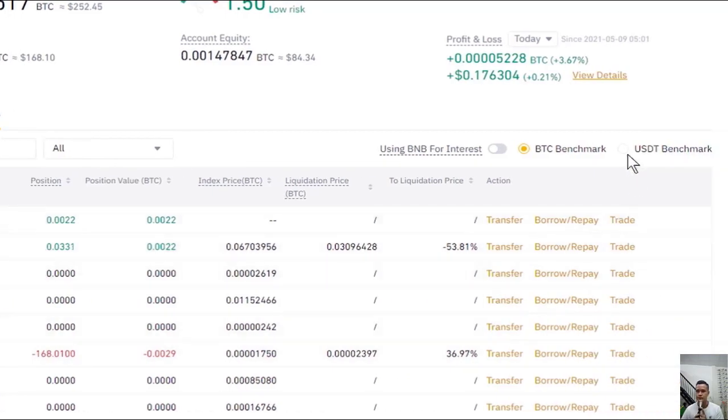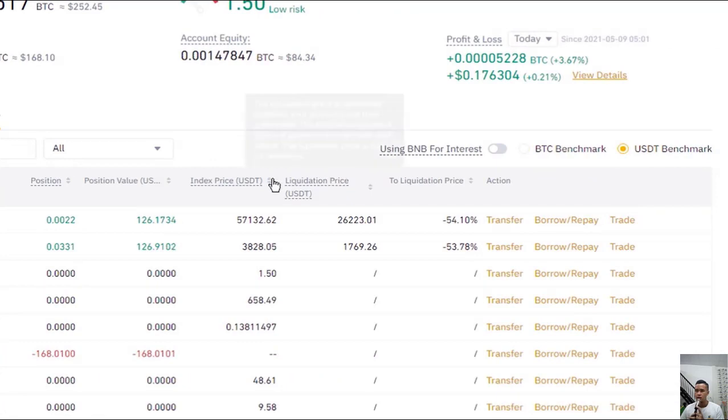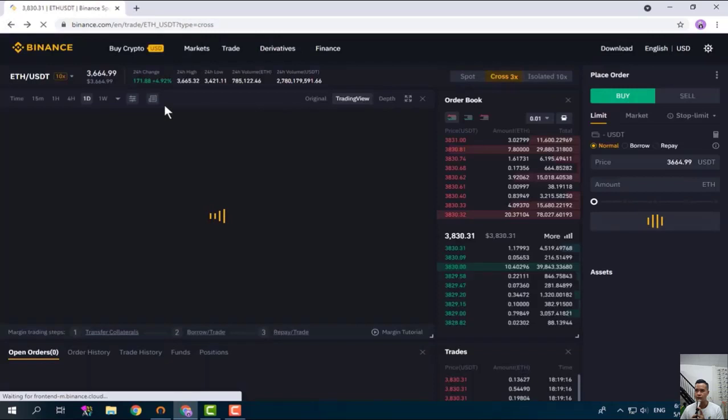Here you can change to USDT benchmark, and here we have the index prices for our positions, liquidation price, and the percentage to reach the liquidation price. Let's get back to the exchange.